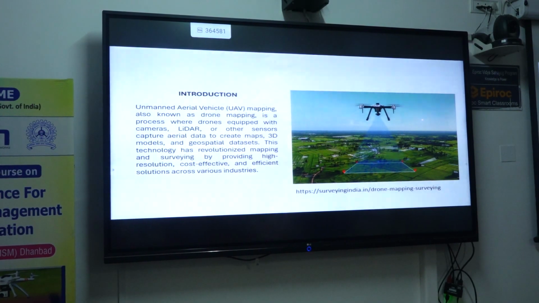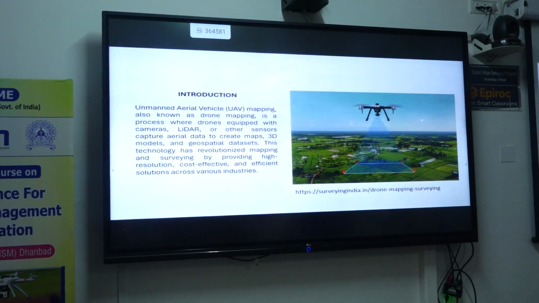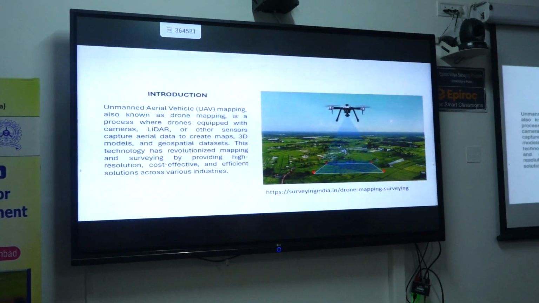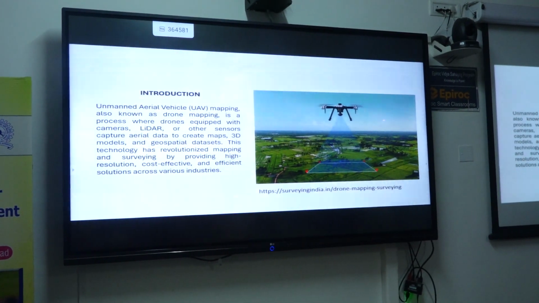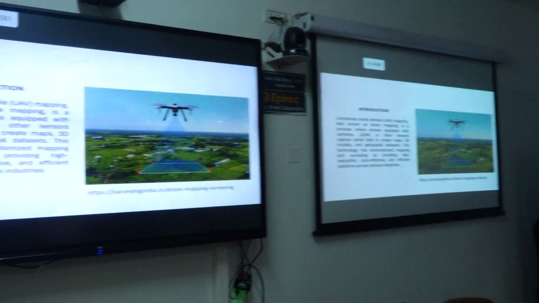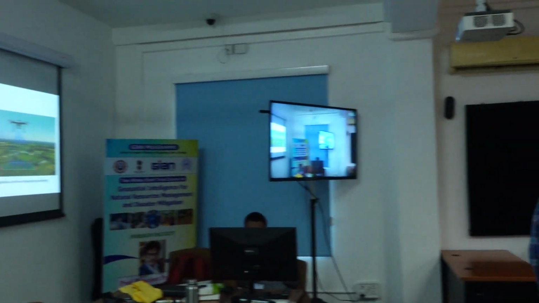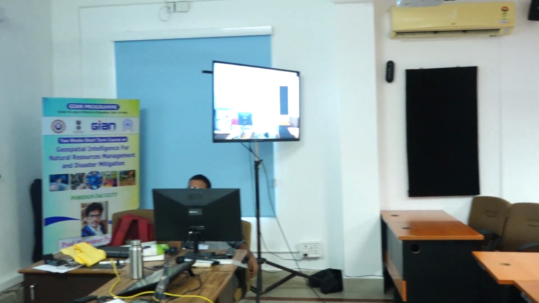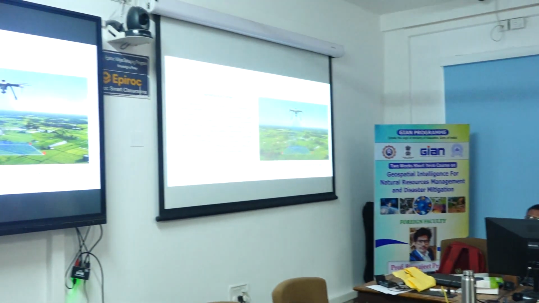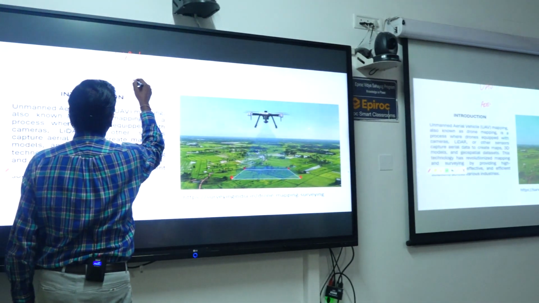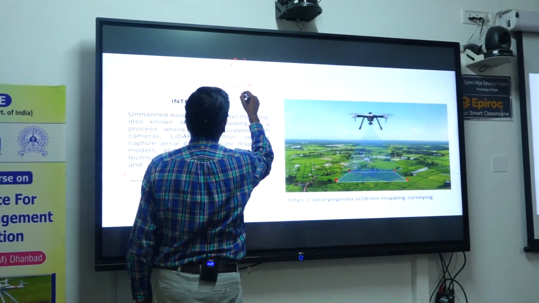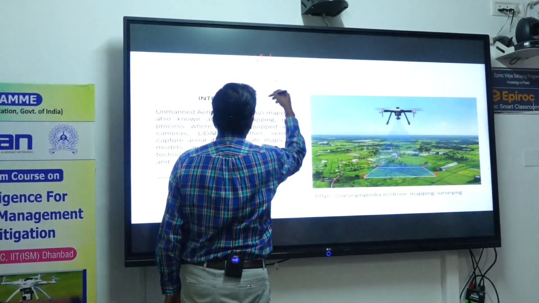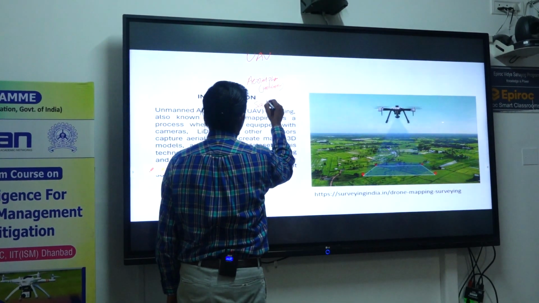Already I said what the advantage of geospatial data sets is. Again, this technology is revolutionizing mapping and surveying by providing high resolution and cost effectiveness compared to other, previous techniques. Let us take the example of the UAV, another one is aerial photography with a helicopter, and the next one is the satellite.